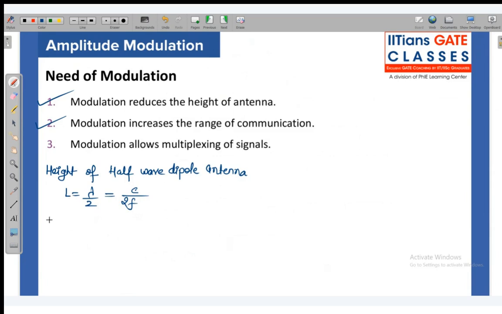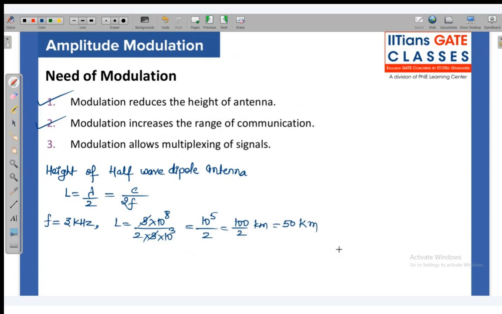Now when you take the frequency of information as, suppose, 3 kilohertz, just for example, what will be the height of the antenna? The height of antenna is 3 into 10 to the power 8 divided by 2 into 3 into 10 raised to power 3. How much is it? This 3 and 3 will get cancelled, and this is 10 raised to power 5 divided by 2. So it can be 100 upon 2 kilometer. That means 50 kilometer.